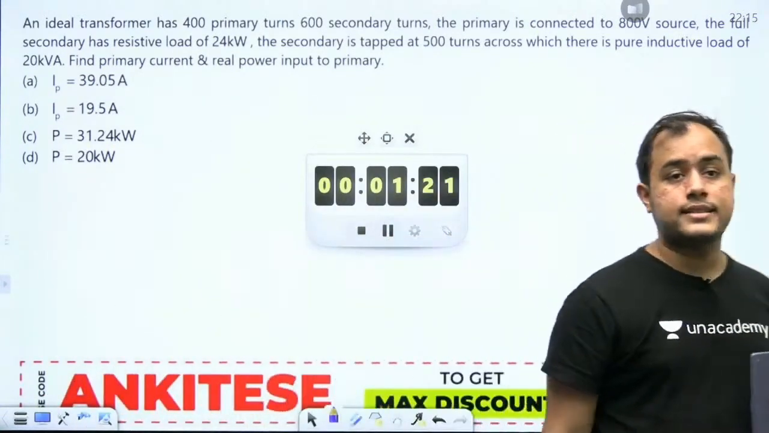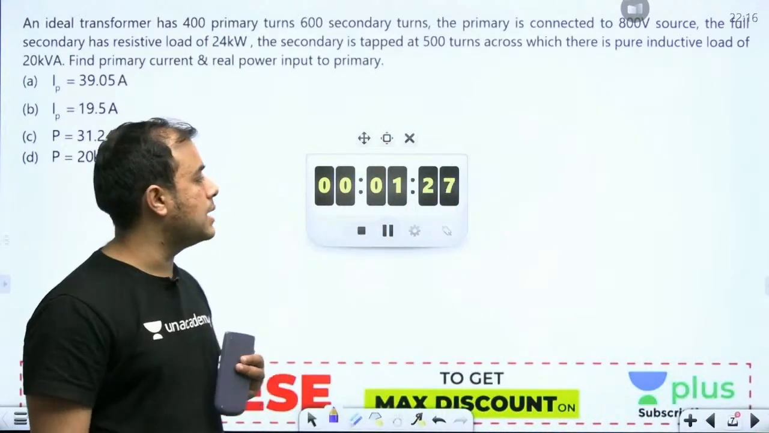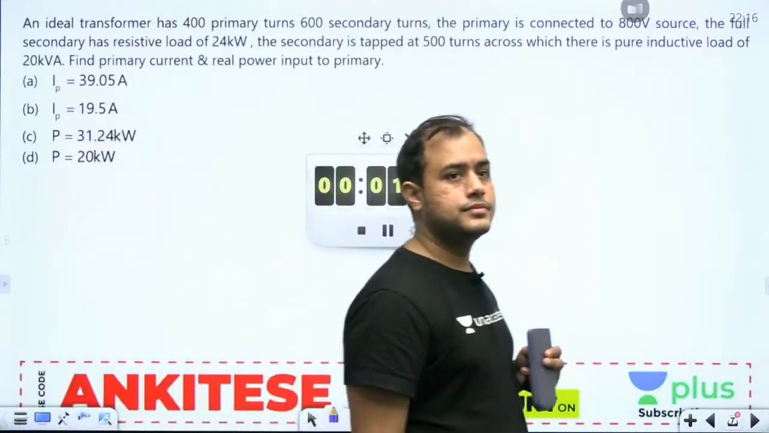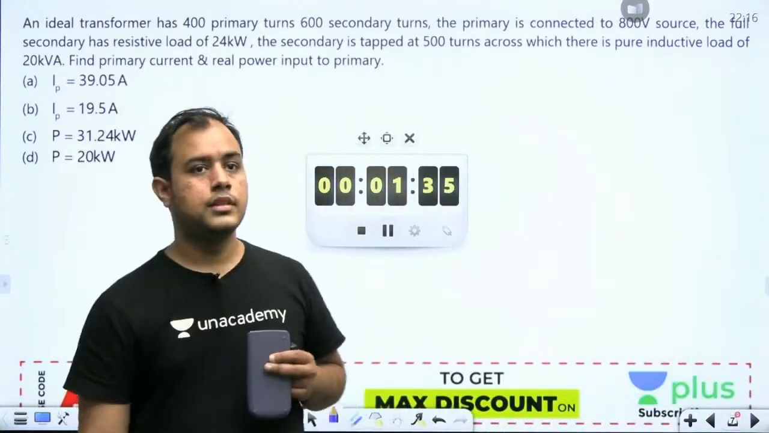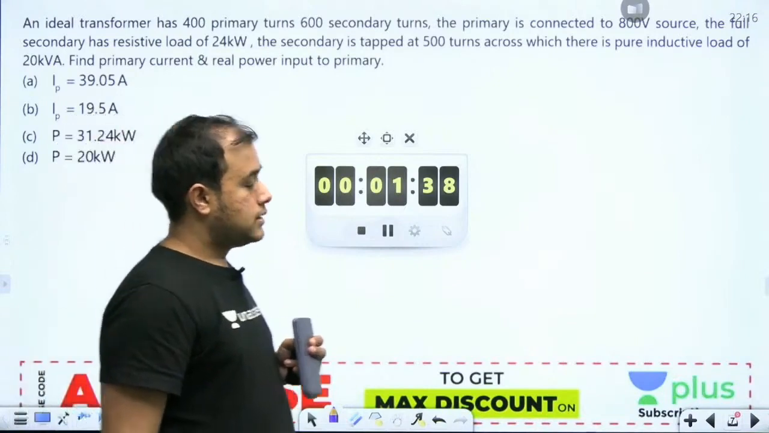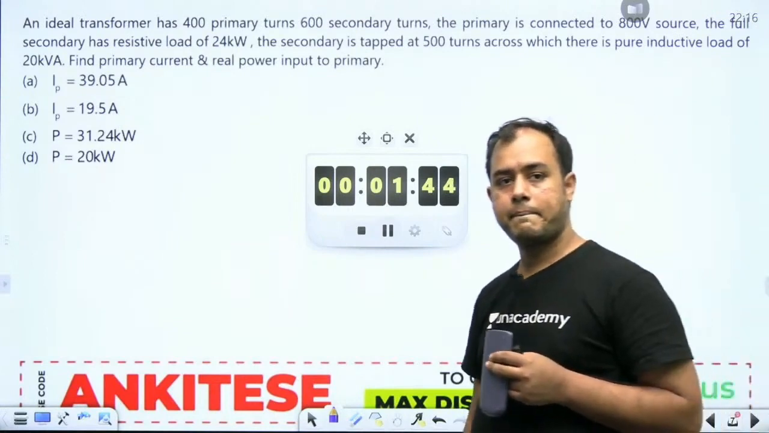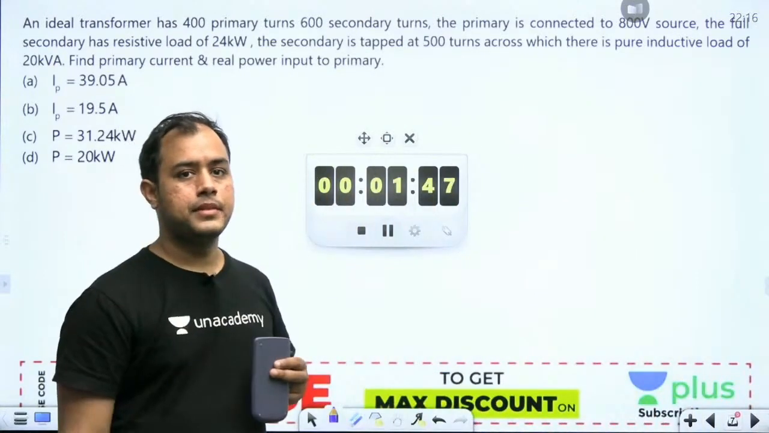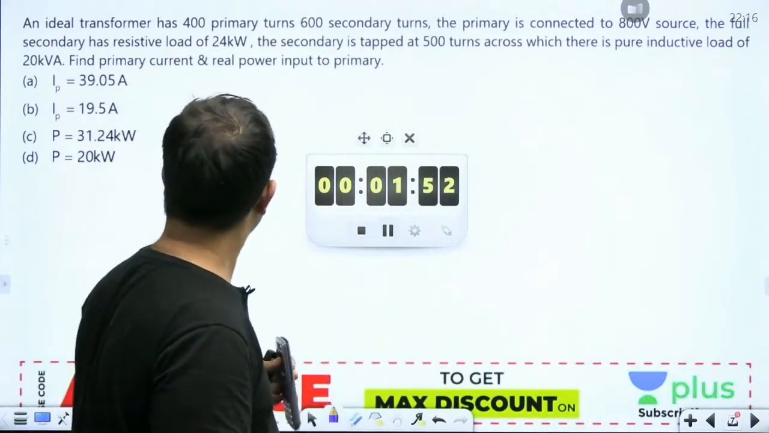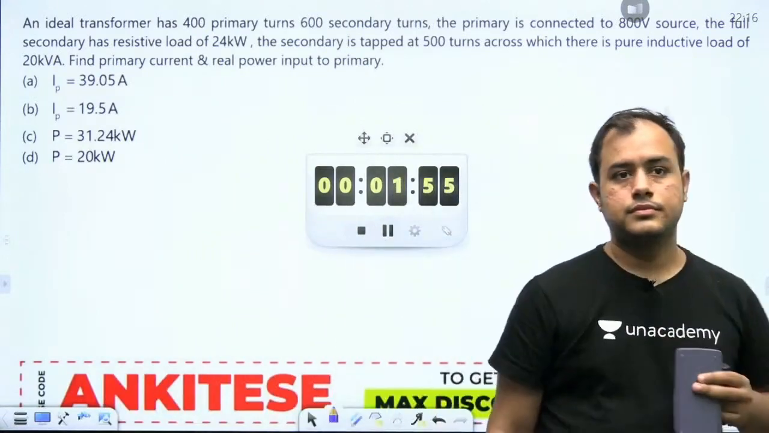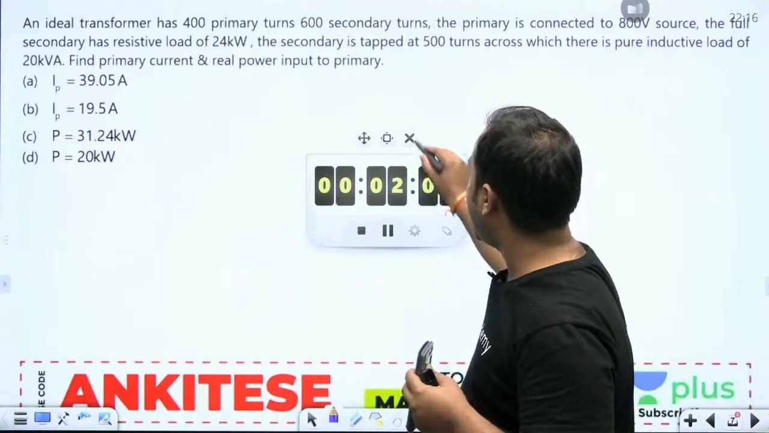Okay guys, now less than 40 seconds remaining. Come on, everybody. 20 seconds remaining, guys. Okay, so the time is up.